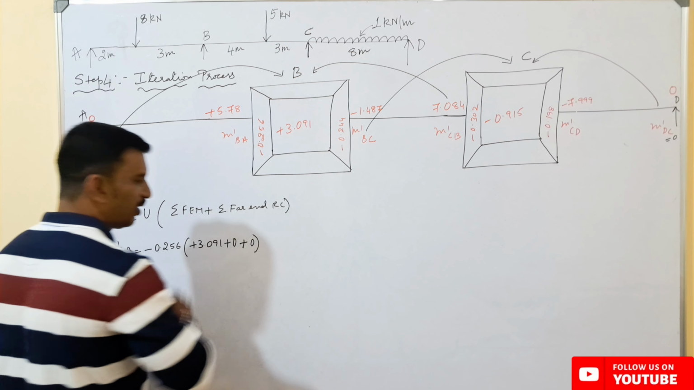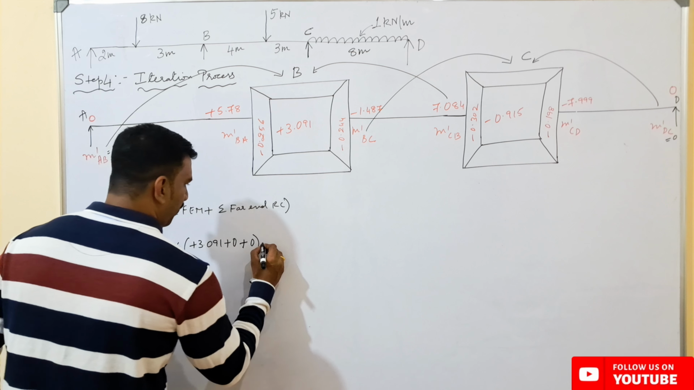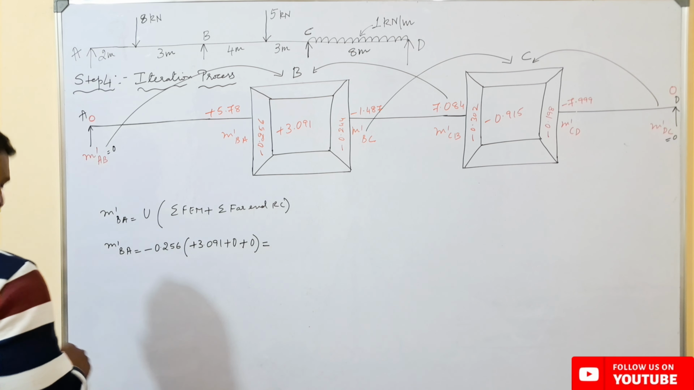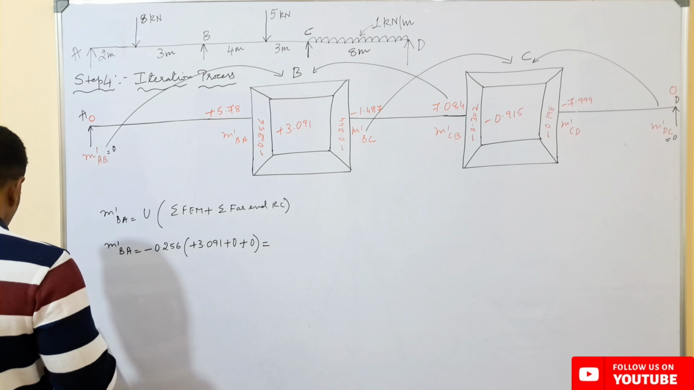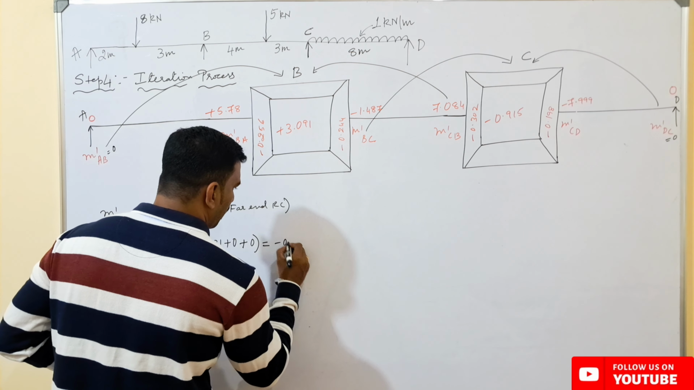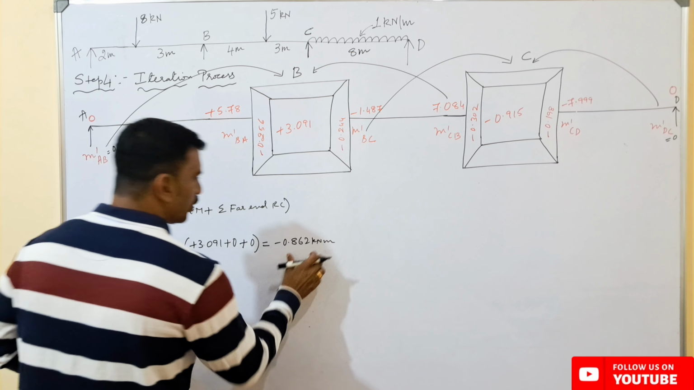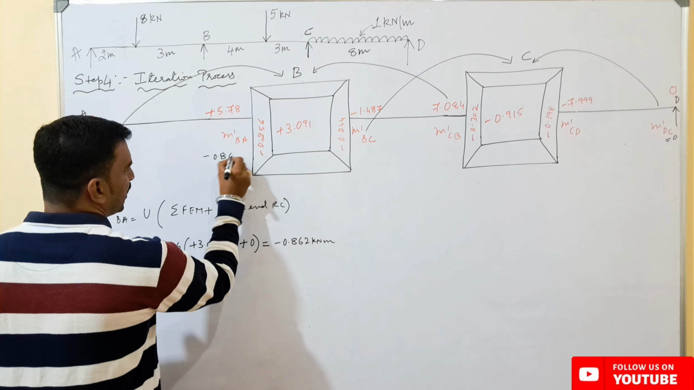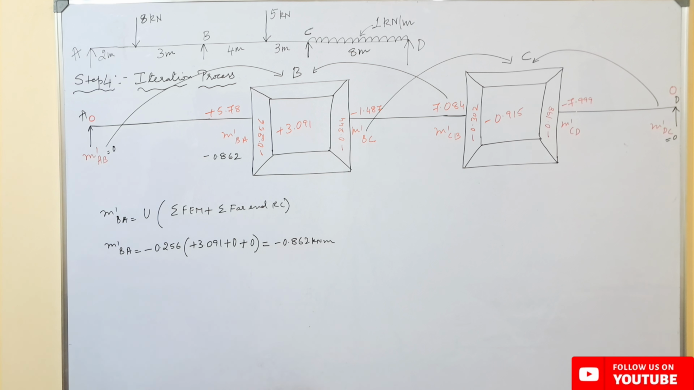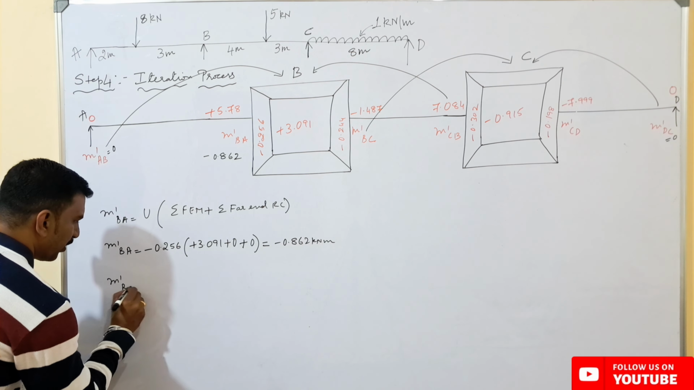So the far end rotation contribution for M dash BA, here it is 0 plus the far end rotation contribution M dash CB, we don't know, we have to calculate. So the first iteration cycle will be equal to 0, which will be having a value of minus 0.862 kilonewton meters. So this value will write here, that is minus 0.862. Next, it is M dash BC.